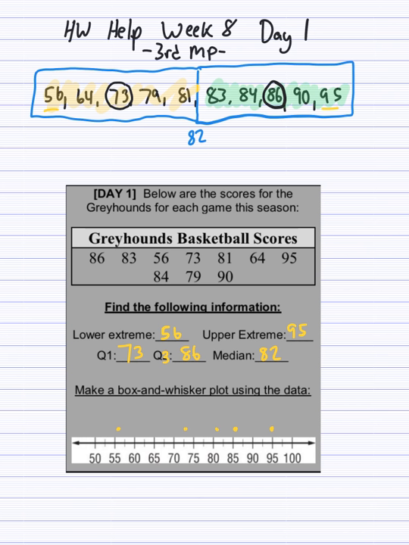Now to make your box plot, you connect your last 2 dots to make a whisker and your first 2 dots to make a whisker. Then you draw a box between your whiskers and put a line through the median at 82. That is your box plot, your box and whisker plot.